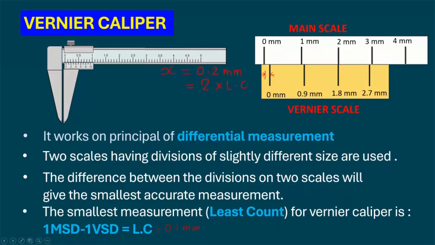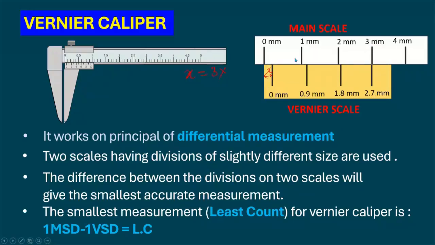Let's take another example. I'm going to increase the gap between the jaws. Let's see what happens here. Here I can see that the third division is coinciding. So this gap will be simple. Straight away I can say when the third division is coinciding, friends, you can see here the third division is coinciding. It means 3 times the least count.